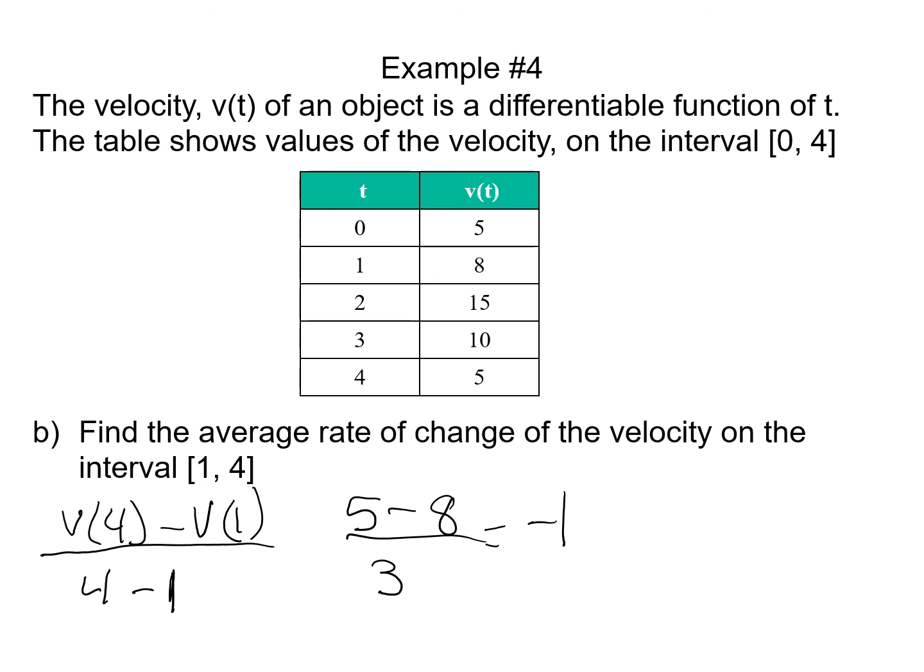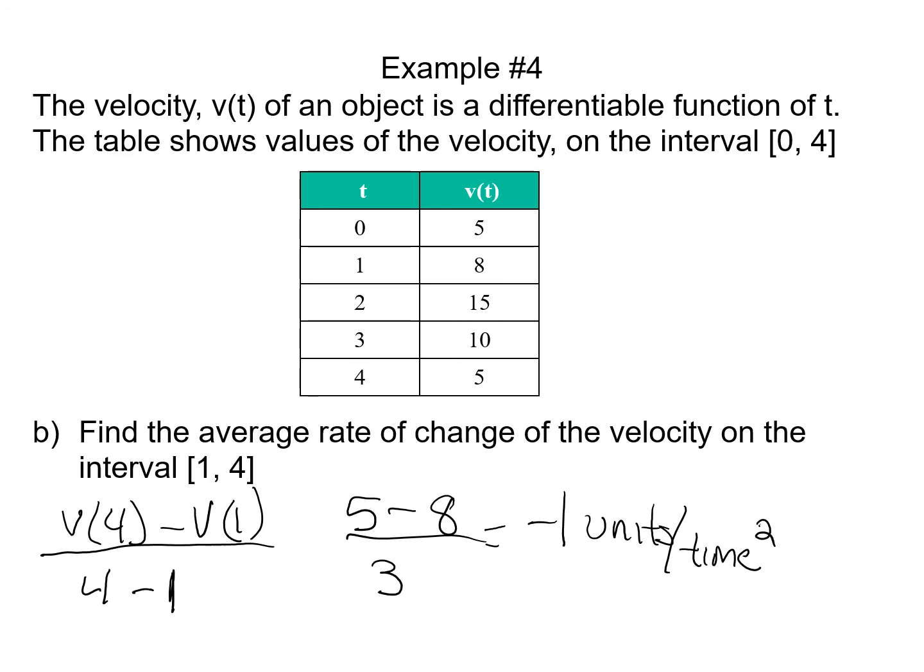What would be the units for that? Well, if velocity is given in meters per second, then that would be meters per second squared, because actually we found the average acceleration on that interval. But we don't know, so we'll just say units per time squared. Okay? So that's how we find the average rate of change.